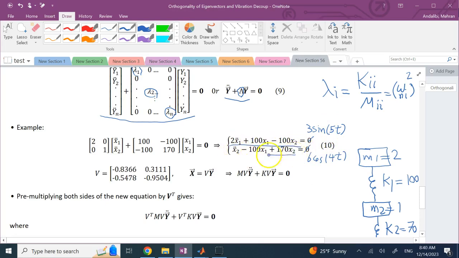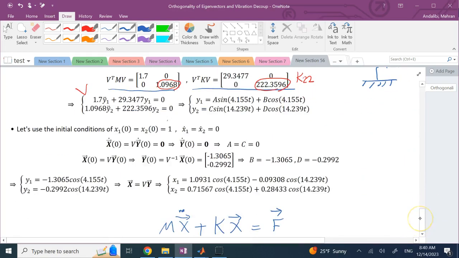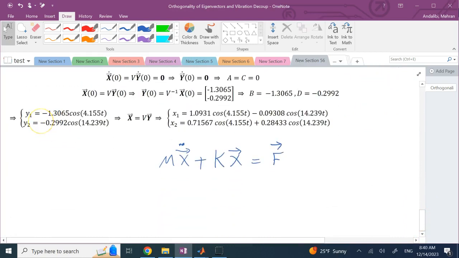Now how would you solve? Well, here is more complicated because not only are they coupled, these two have different frequencies and different amplitudes too. So now what you do is, again, use the same trick. Replace this x with v times y.